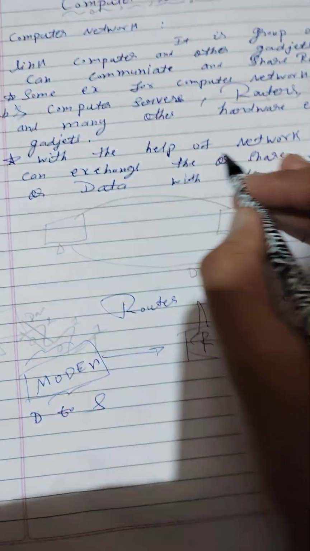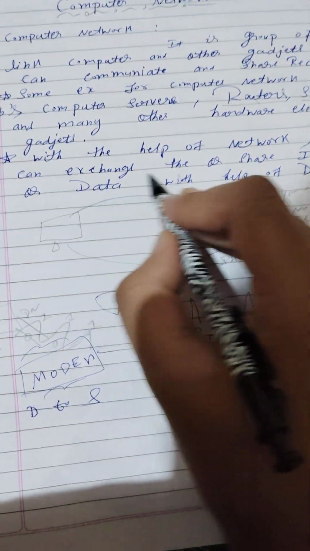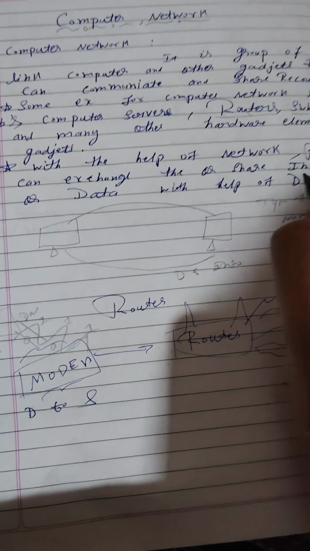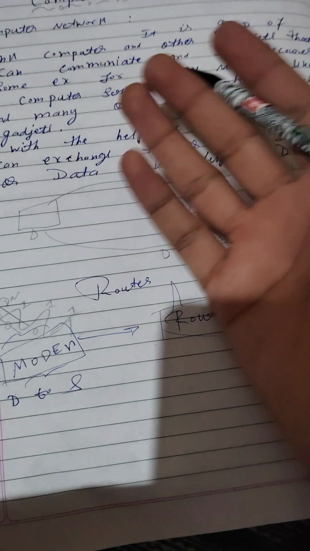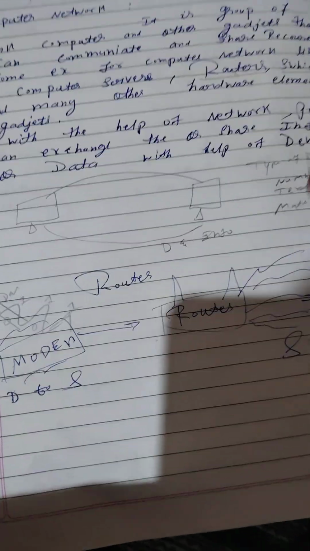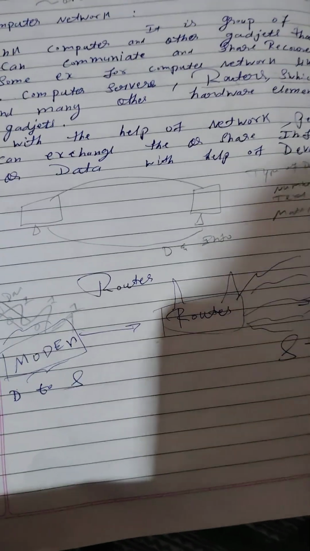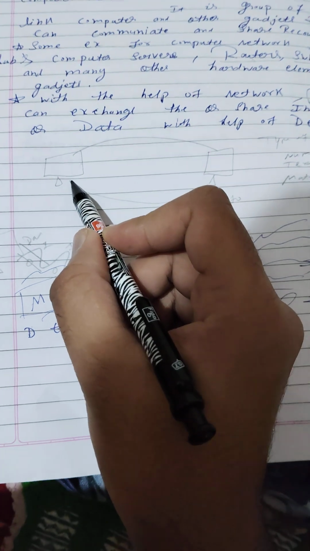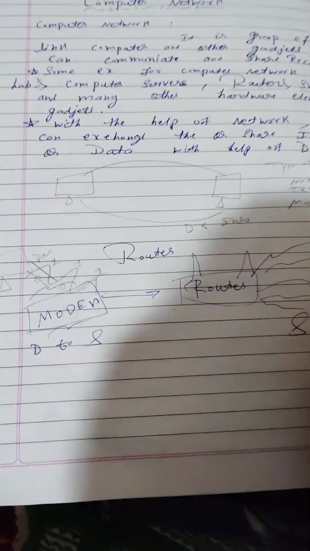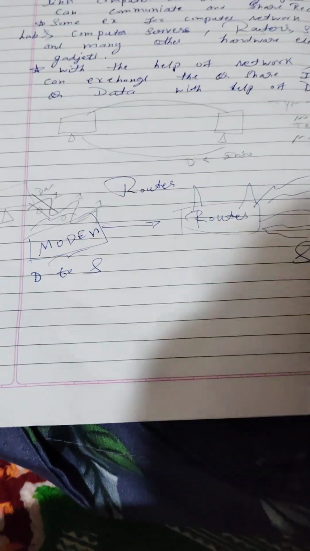With the help of the network, people can exchange data or share information with the help of the devices. As this point says, by using computers we can share the internet. By using the internet network we can exchange information and data. See here, with a neat diagram, this computer is sharing its data and information. Data and information exchange.